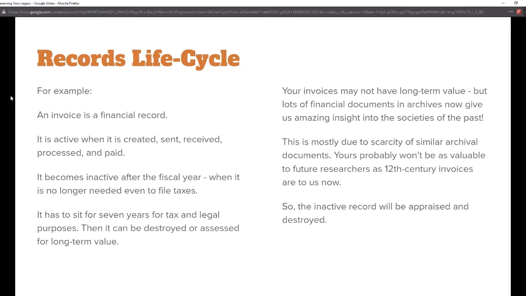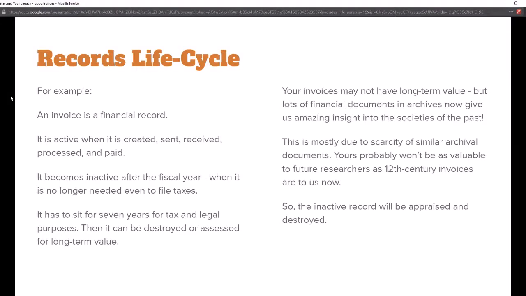It's active when it's being used for your business purposes, and then it becomes inactive and sits for a long time when you have to keep it for tax and legal purposes, just in case you get audited. So we probably keep those things for 7 years. Then we assess it for long-term value. There's a good chance your invoices will not be long-term value, and then you'll be able to destroy them.